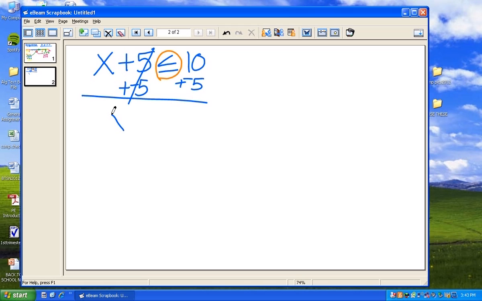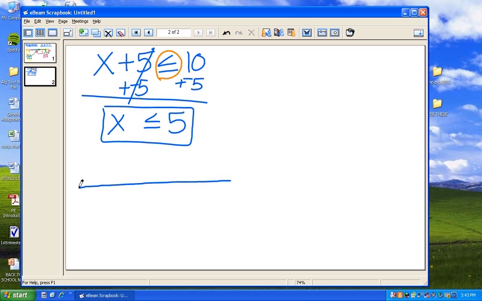So I have an x. I keep my symbol, less than or equal to. And now I add 10 plus a negative 5, which is 5. Okay, and this becomes my answer. But I have to do two things. One, I have to check it always. And two, I need to graph it.